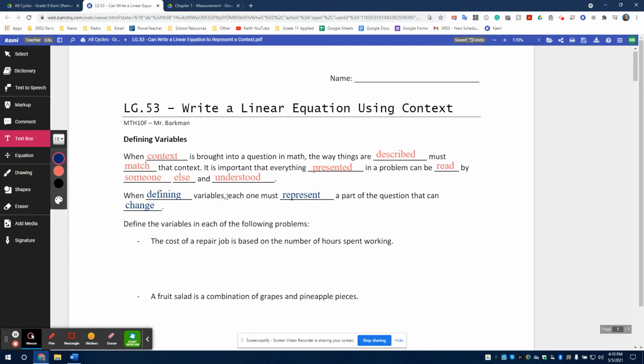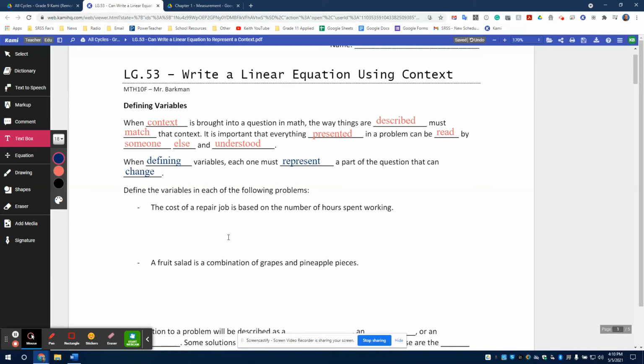Now, how I want you to represent your variables, and sometimes there's more than one. Sometimes we know a value, sometimes we don't know a value. But in this case here, we're going to try to come up with two variables, x and y, that represent something that is happening.